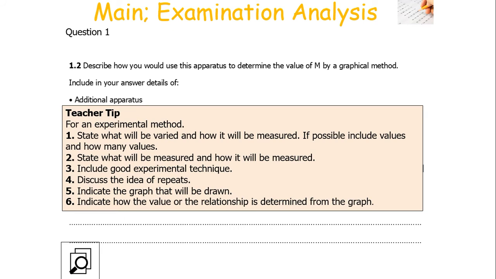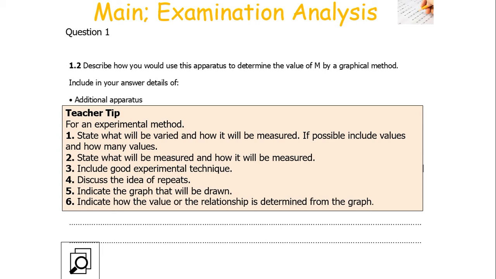Now it's my tip that for an experimental method, you state what will be varied and how it will be measured, so you'll identify your independent and dependent variables. If possible, include values and how many values you would take for that. State what will be measured and how it will be measured, so in that instance what measuring device would you use. Include good experimental technique. Now again, you've got to look at the situation. So in this situation it was clearly very important that the bar was horizontal, so that's our good experimental technique.